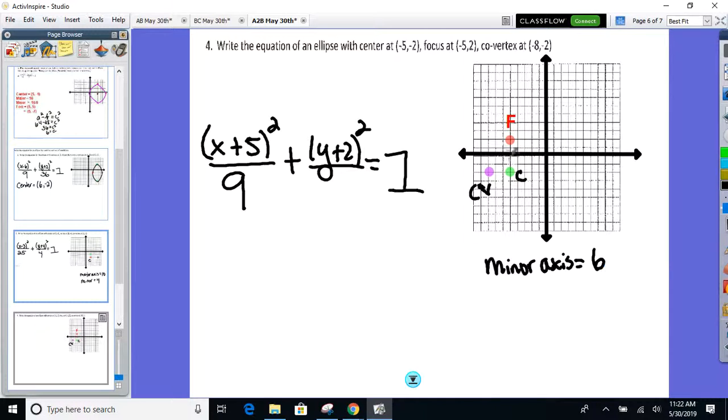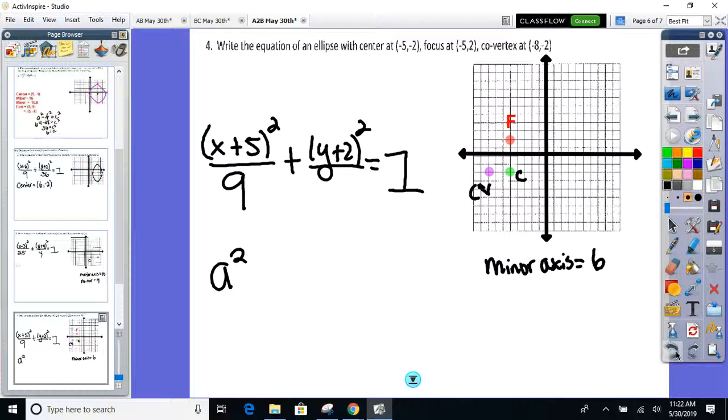Now we got to go for the major, which we don't know a vertex. I have no idea where it's going to be. But ready? Somebody tell me right now, what's the distance between the center and the focus? That was 4 units. That used to be my C value. And A squared minus B squared equals C squared. Everyone agree? Okay, ready? One job. A squared minus B squared equals C squared.